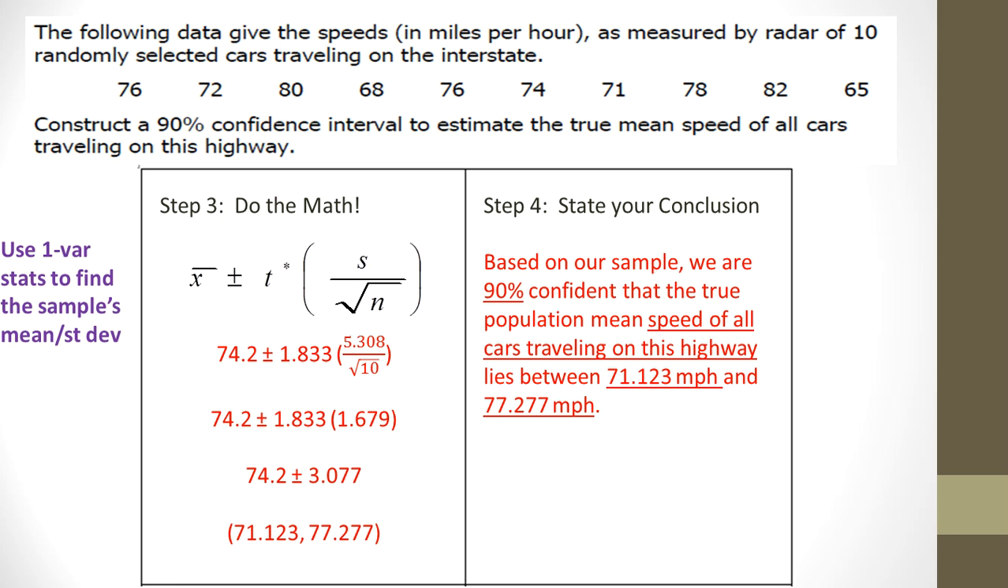Step 4 then is putting that into my conclusion. Based on our sample, we are 90% confident that the true population mean speed of all cars traveling on this highway lies between 71.123 miles per hour and 77.277 miles per hour.